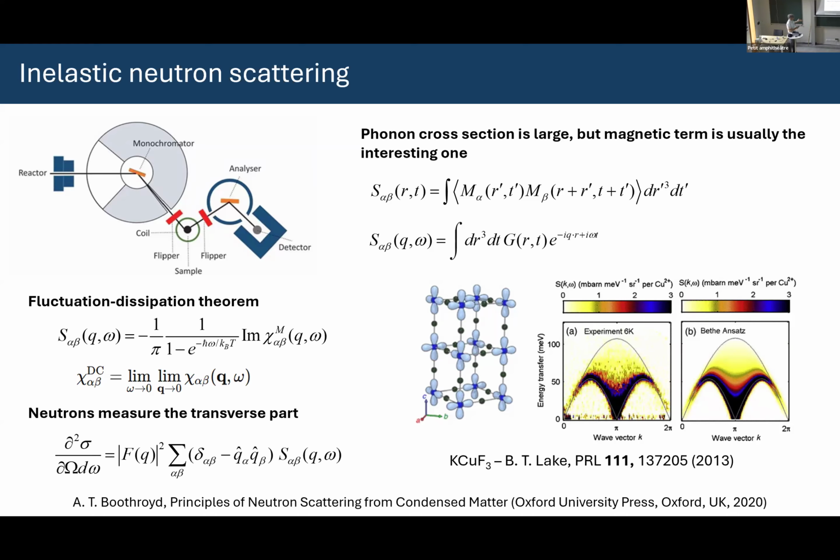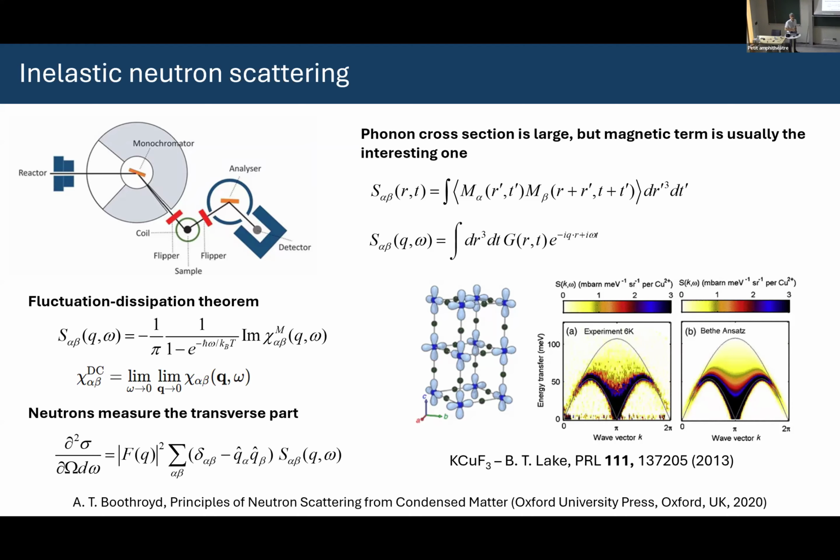So what do you actually measure? If you actually write out the cross section, the relationship between the measurement and this chi, there's an interesting little quirk, which is neutrons actually measure only the transverse part. So this is the full matrix S. Of course, what you measure is neutrons per second in the detector. And that's because you sum over the transverse components of this. And if you use polarized neutrons, you can actually separate out some of the different components this way.